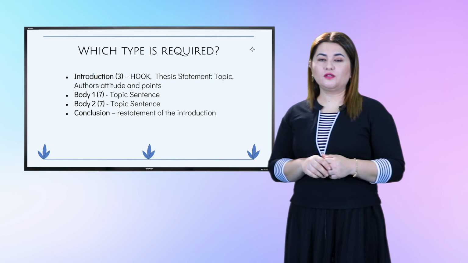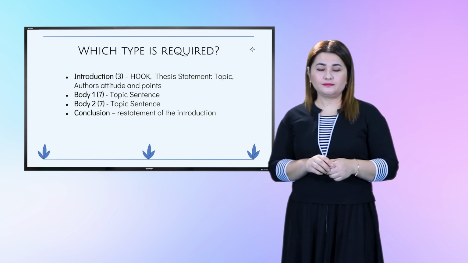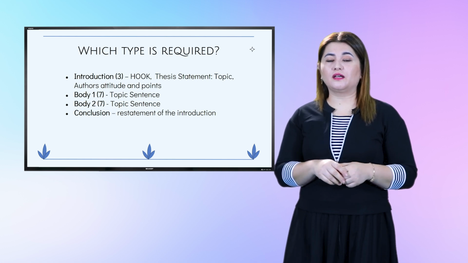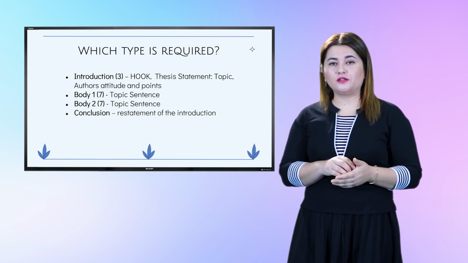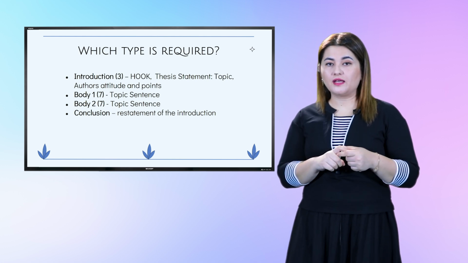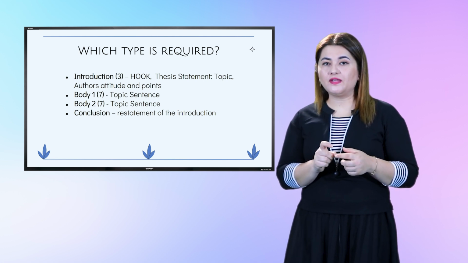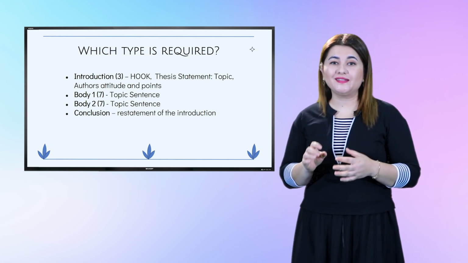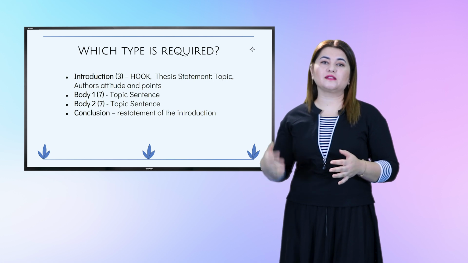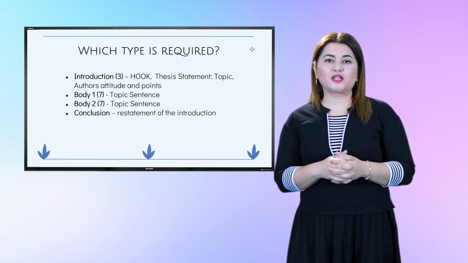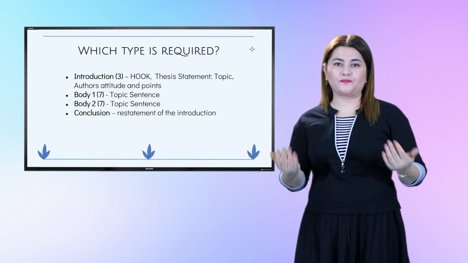So let's talk about the introduction. In the introduction, as I have said, you have to have 3 sentences. The first of them should be a hook. You know what a hook is, right? A hook is something that could be interesting for the reader, so that the reader decides to continue to read this essay that you have written. So for example, you are writing a descriptive essay about fruits.